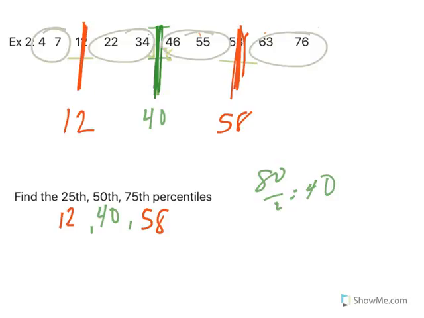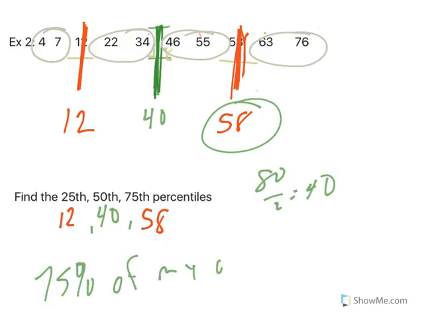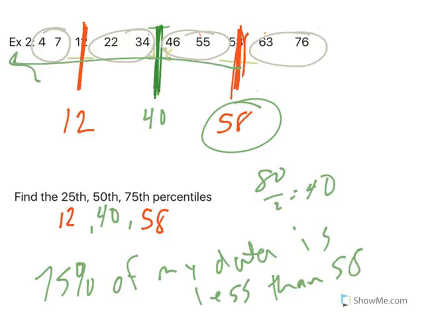So another way to look at this whole 75th percentile, let me just focus on that one. My 75th percentile is 58. That means 75% of my data is less than 58, because 75% of my data is here. And that makes sense. Each one of these chunks is 25%. So 75% falls before 58.